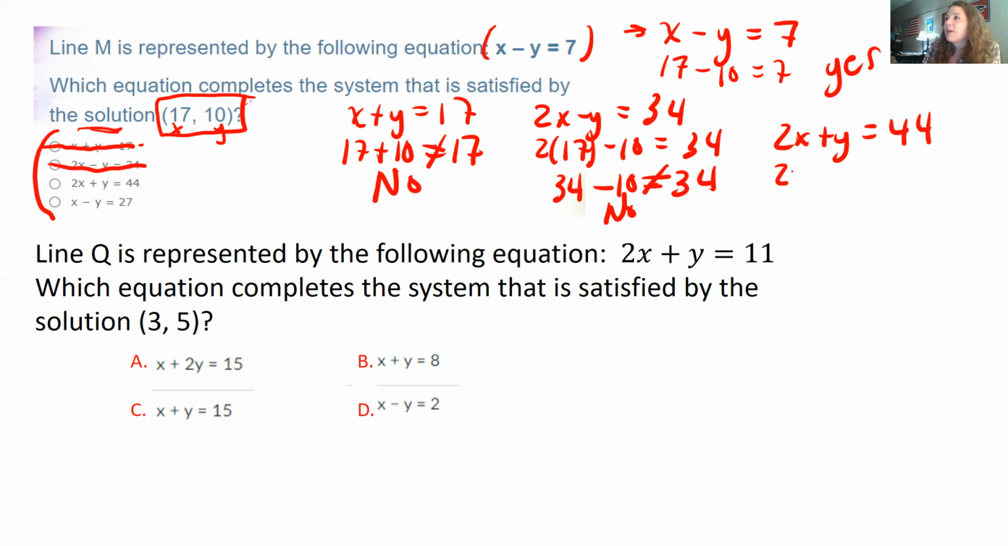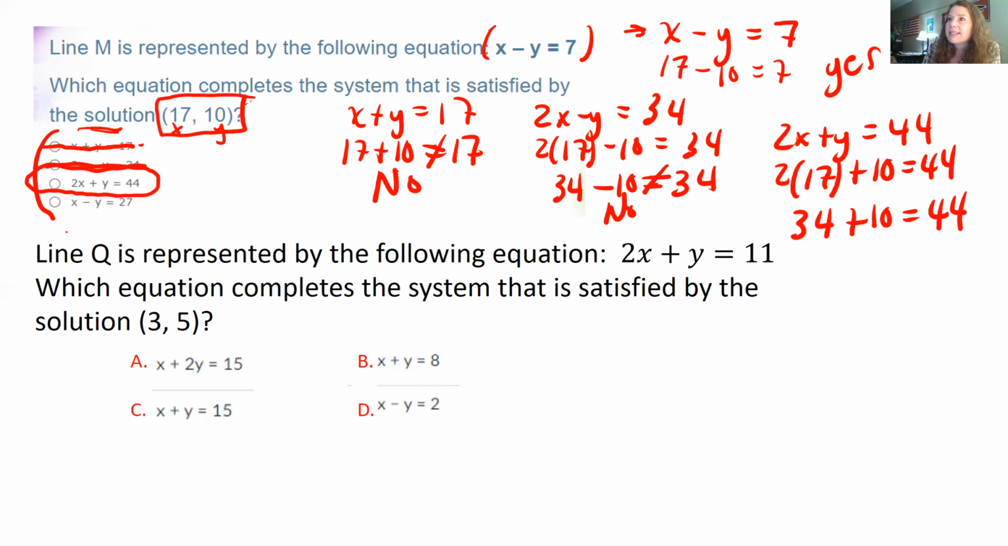Well, if x is 17 plus 10, I'm liking it. 2 times 17 is 34. And does 34 plus 10 equal 44? It sure does. Yep, I like it. See again, you guys. And then 17 minus 10 does not equal 27. That's not true.